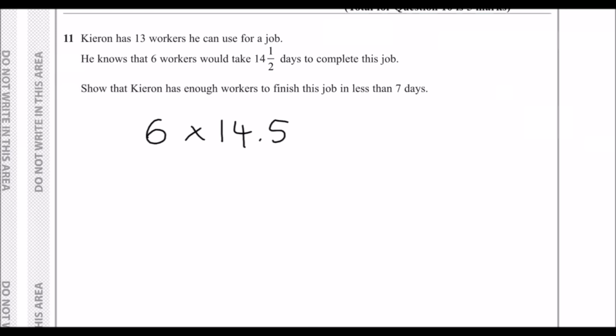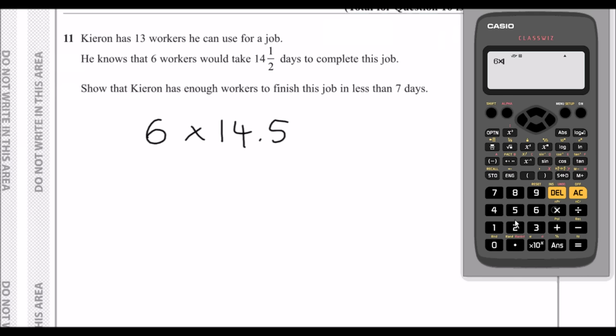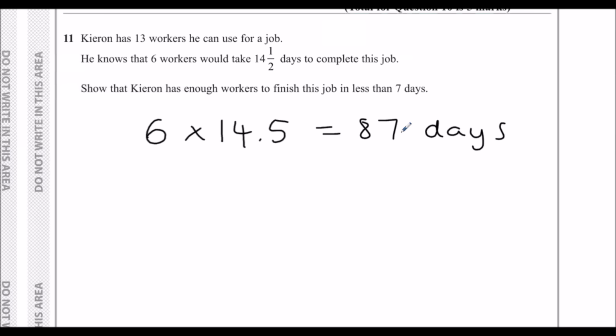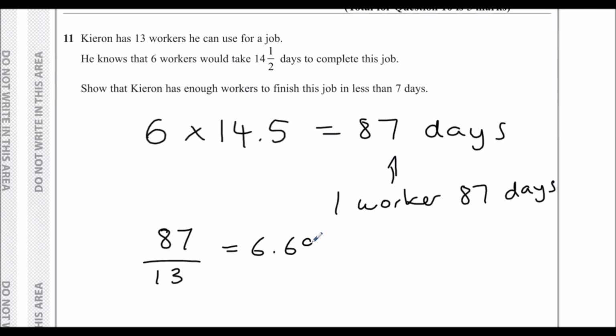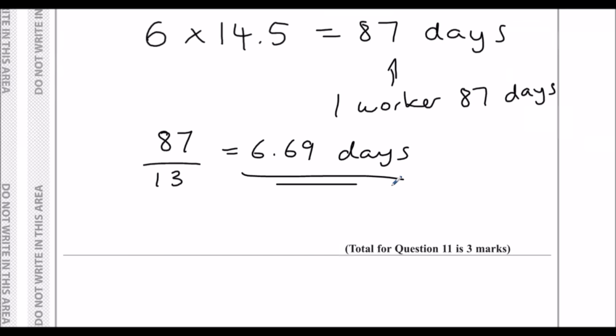So if we do 6 times 14.5, we get 87. 87 days. So it would take one worker 87 days. There's 87 days of work that need to be done. So let's share it out between the 13 workers. Share out that work between 13 and we get 6.69 days. So he has enough workers to finish it in less than 7. So yes, it would take 6.69 days.